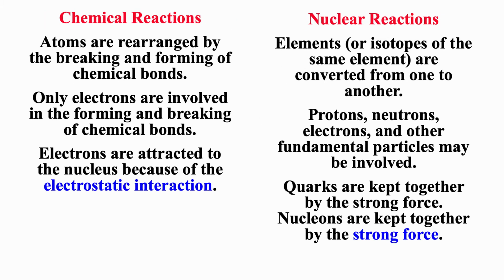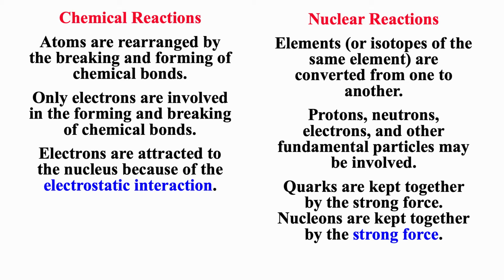So for chemical reactions, it's all about breaking and forming chemical bonds. Only electrons are involved in the forming and breaking of chemical bonds. It's all about the electrostatic interaction. Remember, for electrostatic interaction, like charged particles repel, opposite charged particles attract. For nuclear reactions, elements can be converted from one to another. Protons, neutrons, and other fundamental particles may be involved.